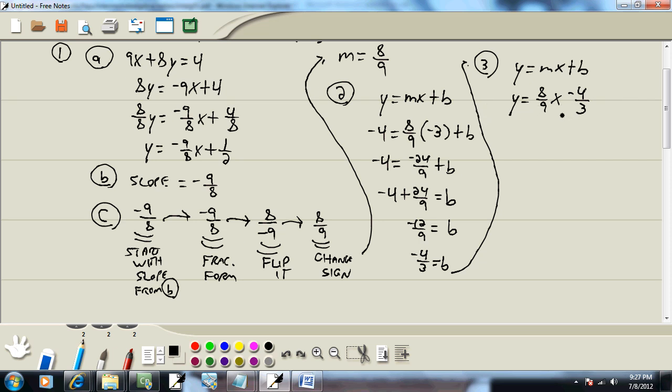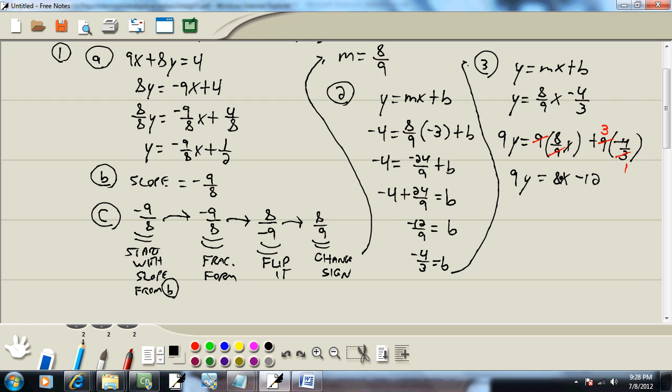To get rid of these fractions, I'll multiply everything by the LCM of all their denominators. We got 9 and 3, so our LCM would be 9. So multiply the y by 9, the 8/9 by 9, and the -4/3 by 9. The 9's cancel here. 3 and 9 are both divisible by 3. 3 divided by 3 is 1. 9 divided by 3 is 3. So we'll have 9y is equal to 8x. 3 times -4 gives us a -12.